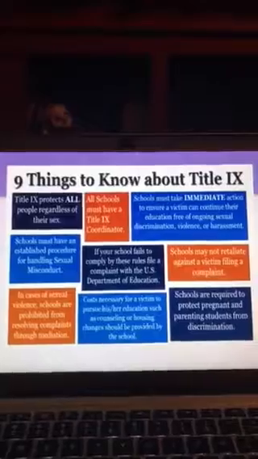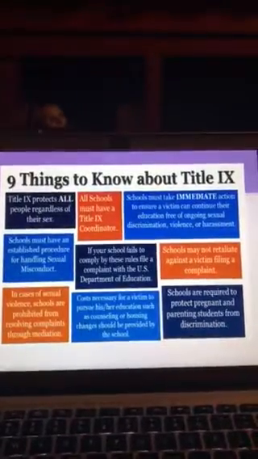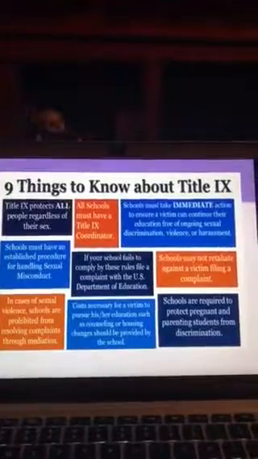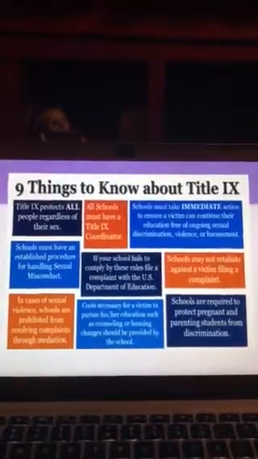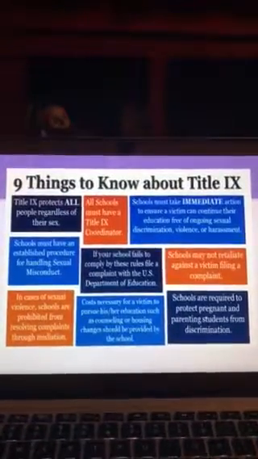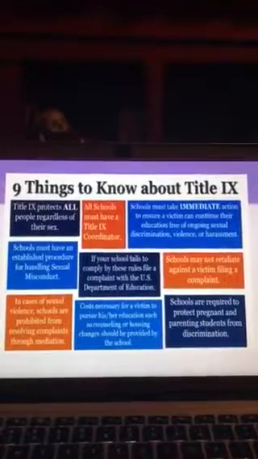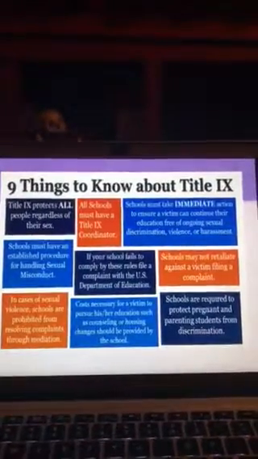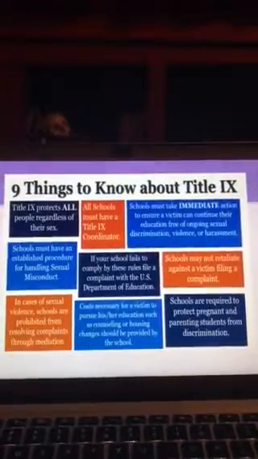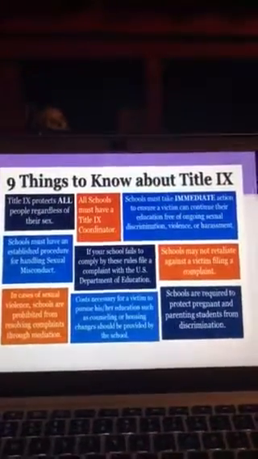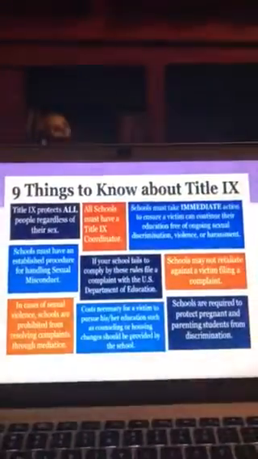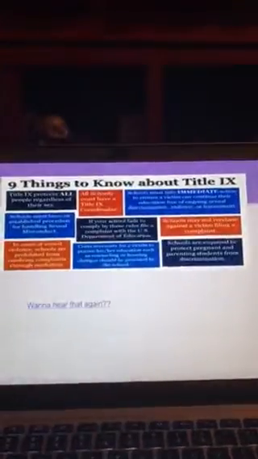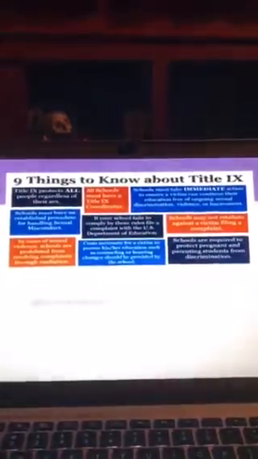In cases of sexual violence, schools are prohibited from resolving complaints through mediation, and the cost necessary for a victim to pursue his or her education, such as counselling or housing, must be provided by the school. If your school fails to provide or comply with these rules, you can file a complaint with the US Education Department. Schools must take immediate action to ensure victims can continue their education. They may not retaliate against a victim for filing a complaint, and schools are required to protect pregnant and parenting students from discrimination. I can go much more into each of these, but I think I'm going to run out of time. So let's just see if you want to hear that again from somebody else.